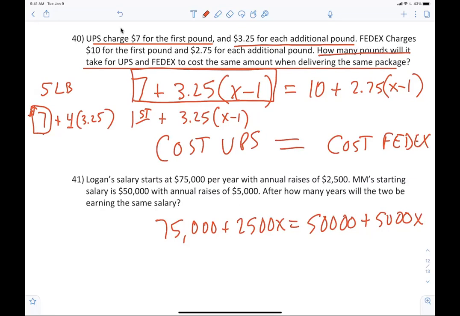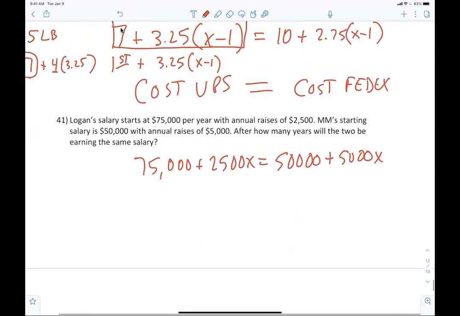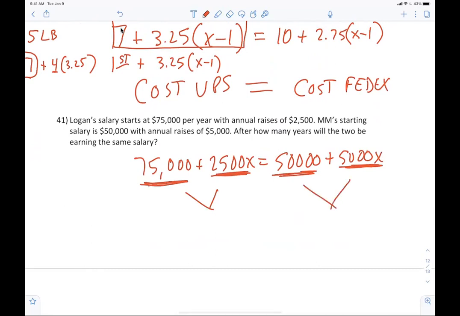For number 41, I don't know how you knew which one was x. It's the same as the one before this, actually, except there is no x minus 1. You make an extra $2,500 per year. You make an extra $5,000 per year. This person starts out making $75,000. This person starts out making $50,000. If I was going to work in the company for a short period of time, I'd probably start with this company. If I knew I was going to teach for 30 years, then I would definitely choose this company. So they want to know how long before they have exactly the same amount of salary. You with me on that? Yeah. All right.